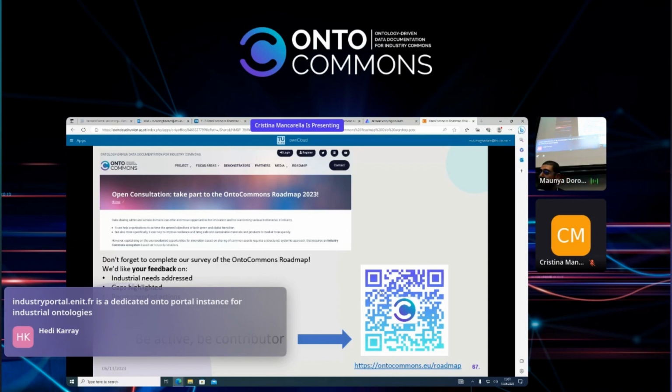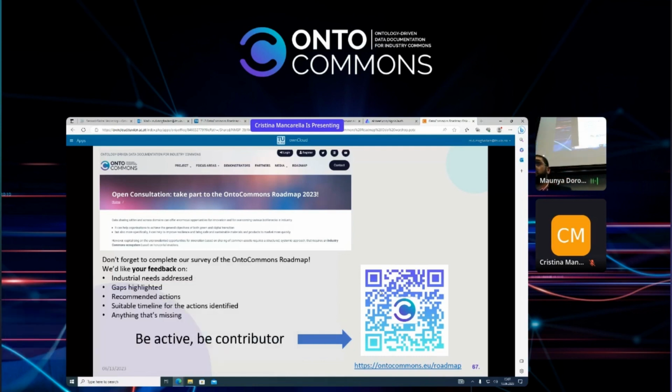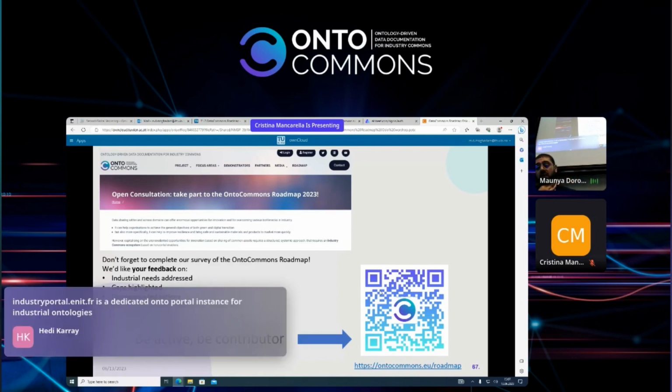Regarding the availability, that's what I said. We started to do actions regarding the gaps. Industry portal is an instance of OntoPortal technology, and this is a dedicated repository in which you will find ontologies and other features in order to answer the gaps identified in terms of tools.